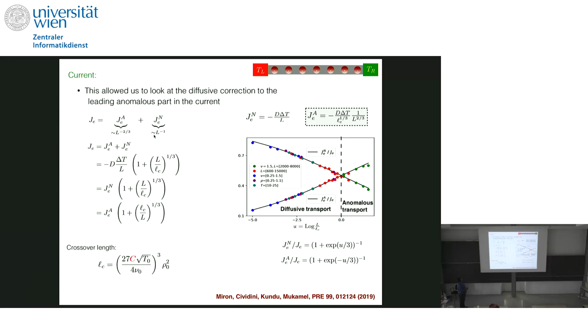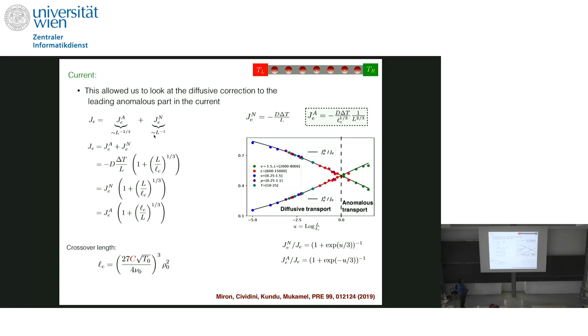And since we know this term, we can actually rearrange and write it in this form by identifying a length scale. So if I take out the normal part, like the Fourier part, then I have a length scale like this. And if I take out the anomalous part, then this term becomes LC by L. So there is a length scale. So let us take this form.